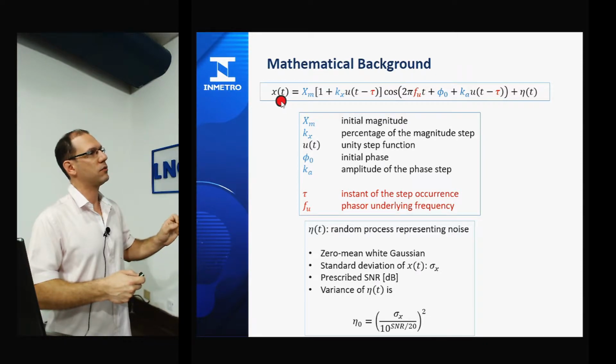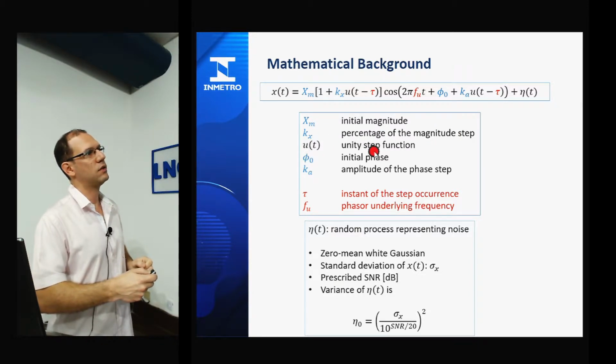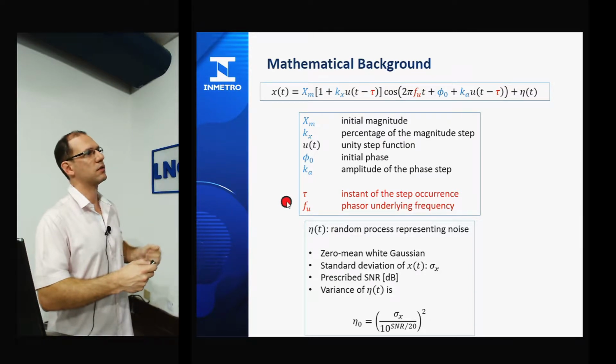Now we define formally our parametric model, given by this equation. Xm is the initial magnitude, Kx is the percentage of the magnitude step, U is the unit step function, phi0 is the initial phase, Ka is the amplitude of the phase step. I highlighted in red what we are working on in this work.